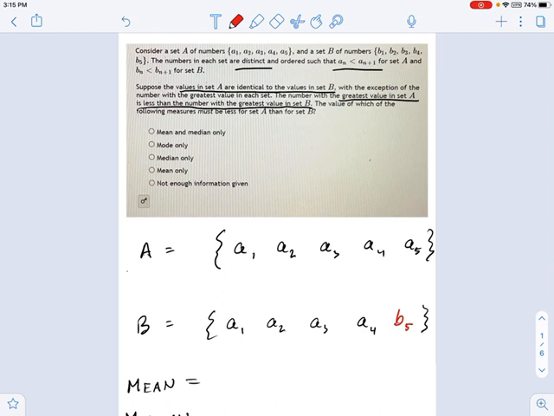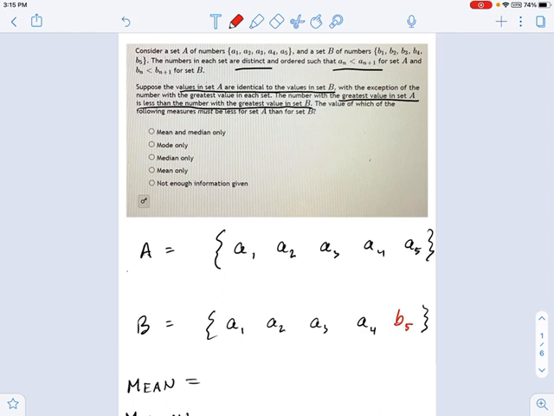These numbers are distinct. In other words, A1 is not equal to A2, and those aren't equal to A3, and so on. And not only are they distinct, but A1 is going to be less than A2, A2 is less than A3, A3 is less than A4, and so on. They're ordered. So these might be 1, 2, 3, 4, 5. They might be 2, 4, 6, 8, 10.